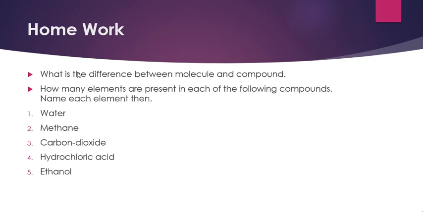So this was all about the compound. Now I am giving you some homework. 2 questions I am giving you. The first one is, what is the difference between molecule and compound? Compound is made up of elements, 2 or more than 2 elements. You have to differentiate compound and molecule. Clear? Next, how many elements are present in each of the following compounds? Name each element then. First of all, you have to answer how many elements in water and then you have to name that element. You have to name those elements.